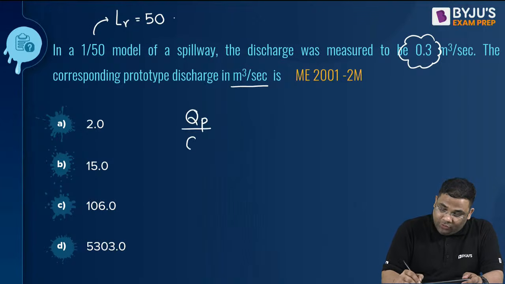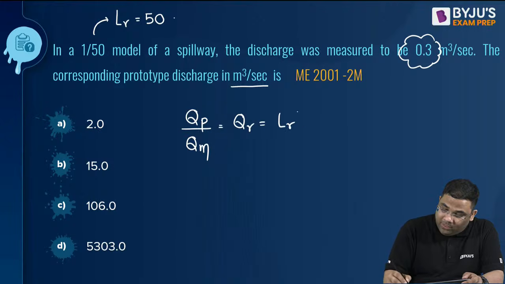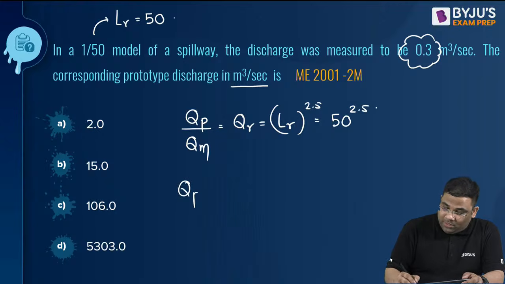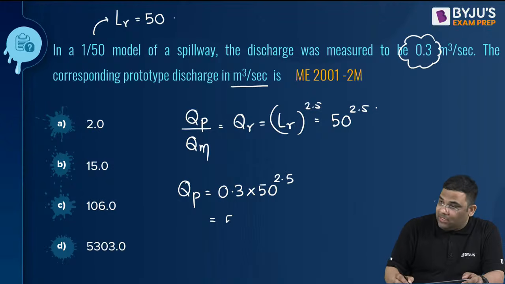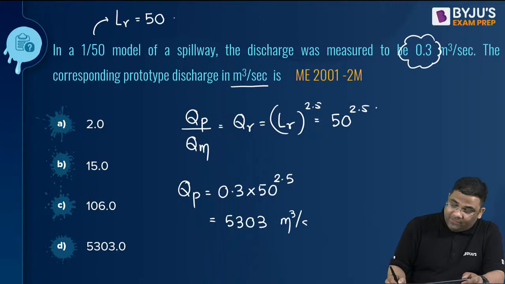QP by QM, that is QR, is equal to LR to the power 2.5. I can say that is 50 to the power 2.5. So QP will be equal to 0.3 into 50 to the power 2.5. We're getting almost 5303. So very straightforward question.